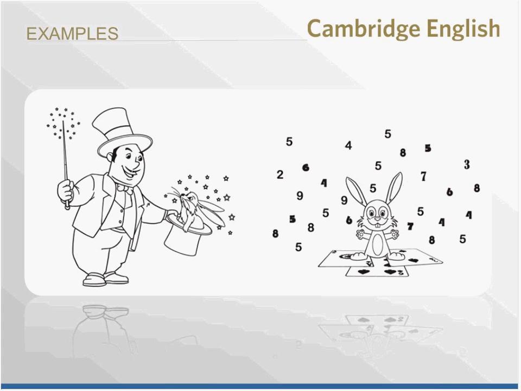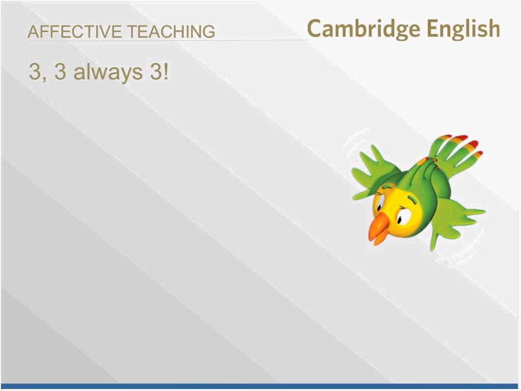Double the number. Then add 6 to the number. Then divide the number by 2. And subtract the original number.